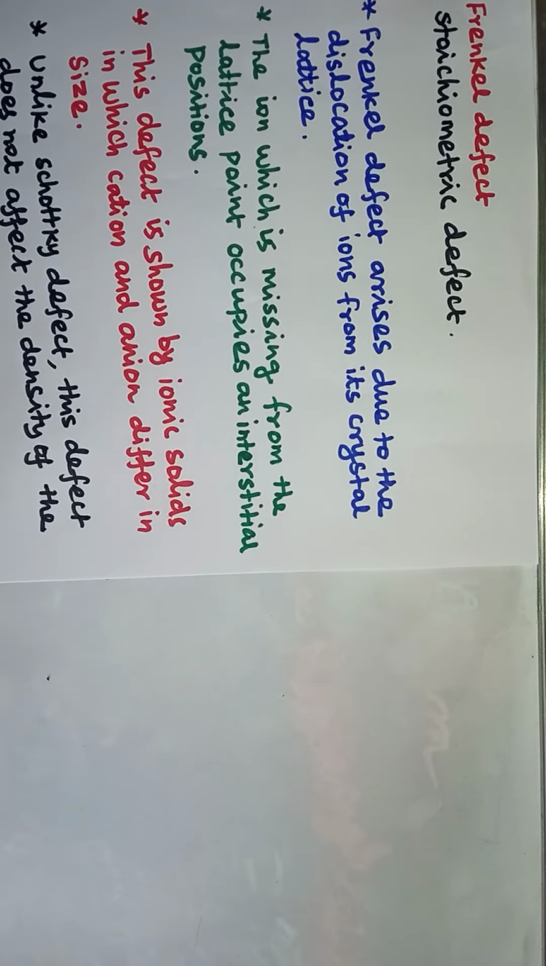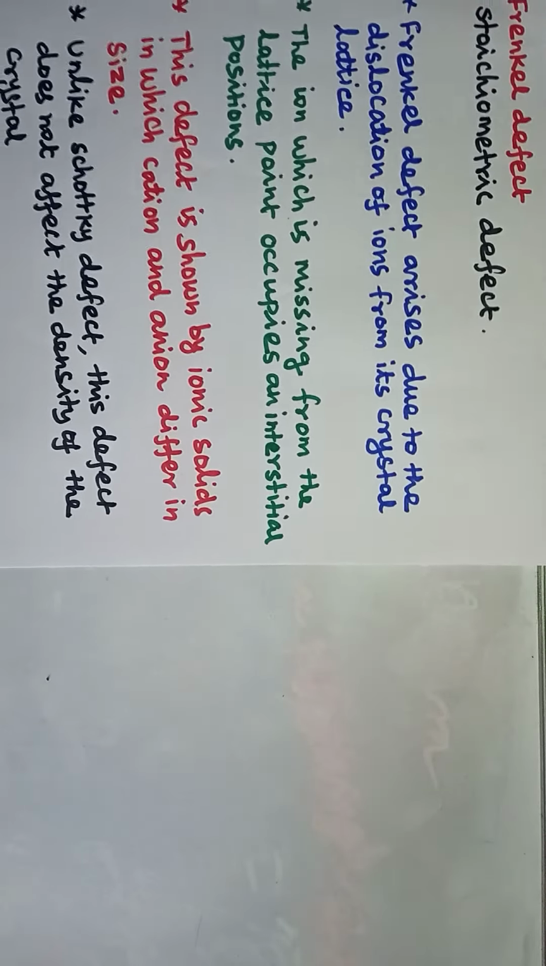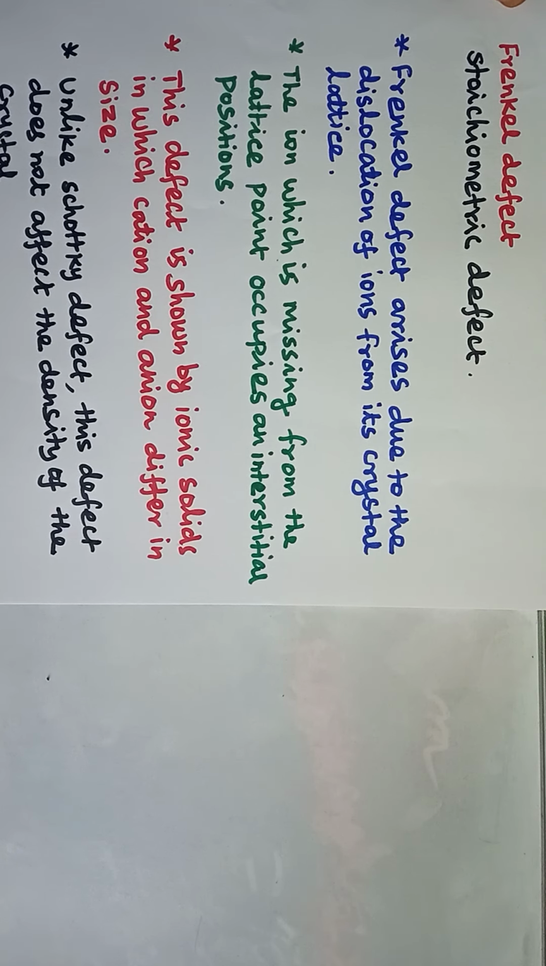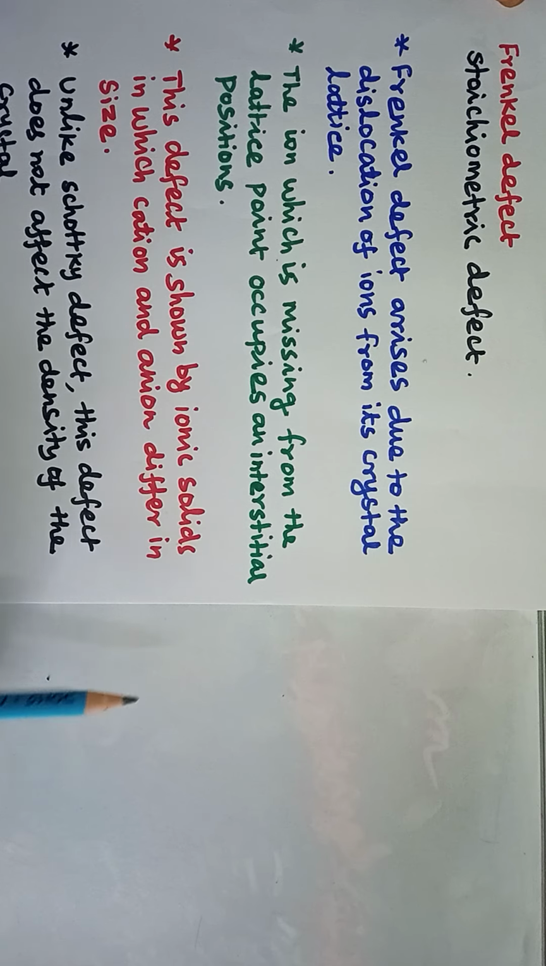Now let us understand the Frenkel defect. The Frenkel defect is a stoichiometric defect. The Frenkel defect arises due to the dislocation of ions from its crystal lattice. Some of the ions are dislocated from their normal position and located in another interstitial site. It is called a Frenkel defect.